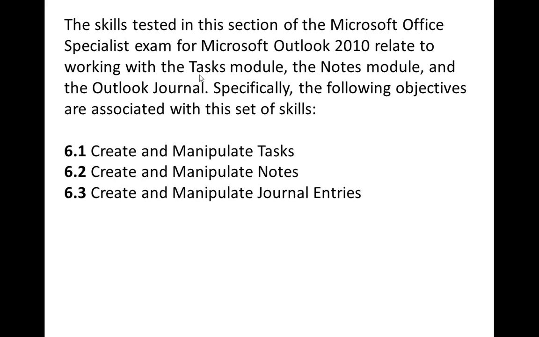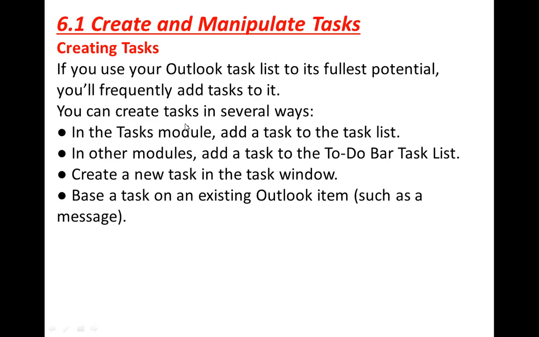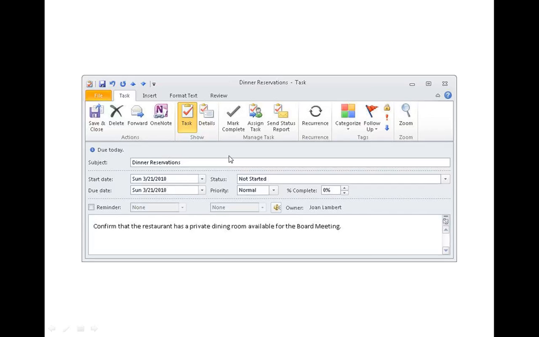Next, we also discussed, in the 6th chapter, how to work with tasks, notes, and journal entries. This chapter includes 3 parts, and we have covered all 3 parts. The first one is create and manipulate tasks, then how to create and manipulate notes, and then how to create and manipulate journal entries. So the first one is how to create and manipulate the task. The first step is how to create the task. You can create the task in the following ways.